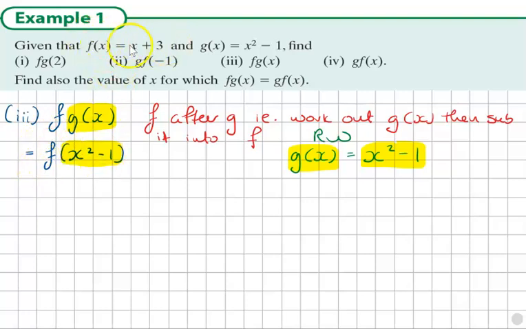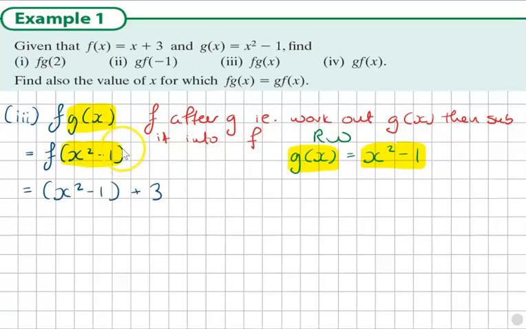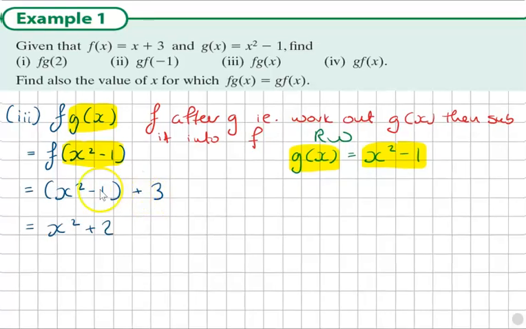So we go to our function f of x, which is x plus 3, and we replace that x with a set of brackets and put x squared minus 1 into the brackets. So we have x squared minus 1 plus 3, which simplifies to x squared plus 2. So f after g of x is x squared plus 2.